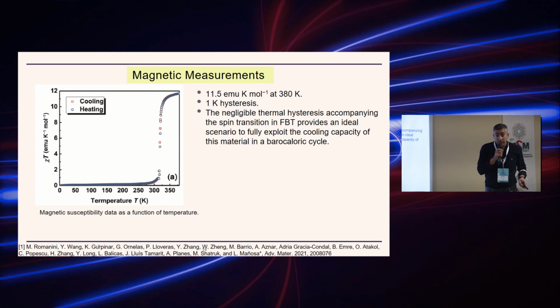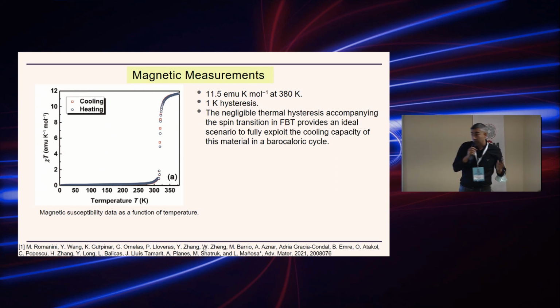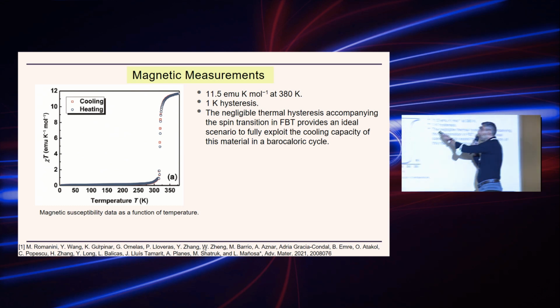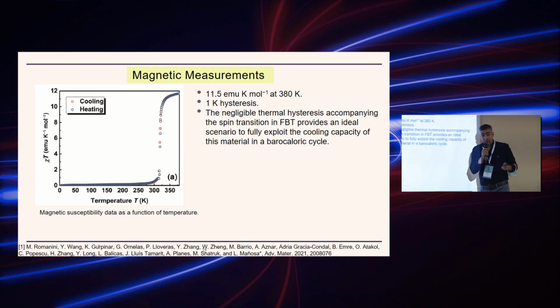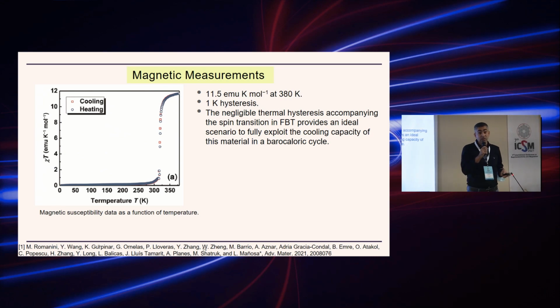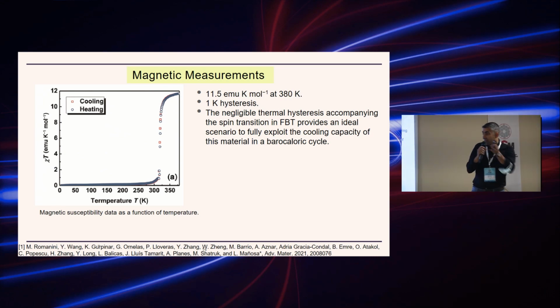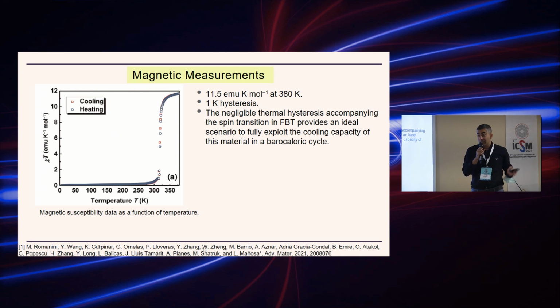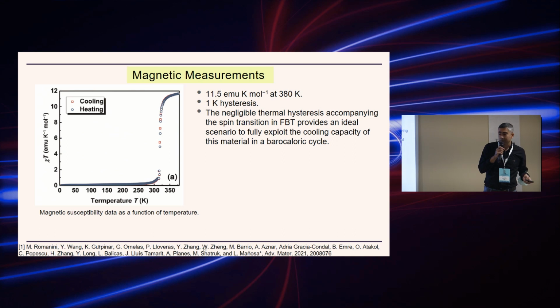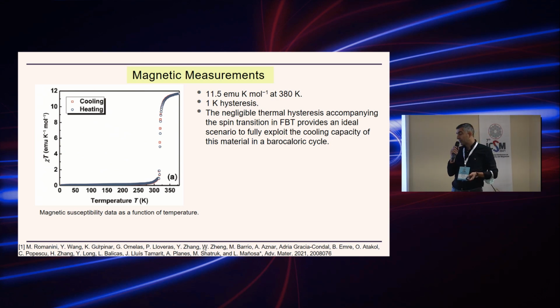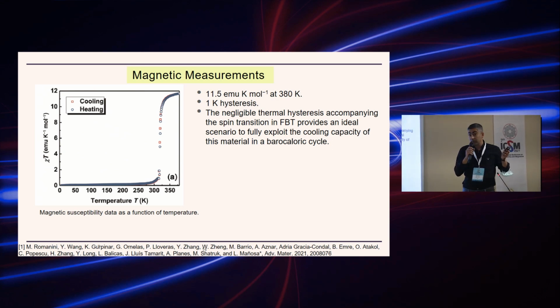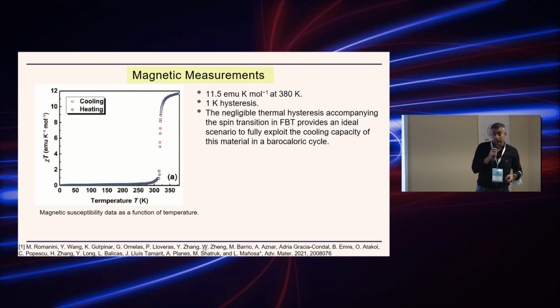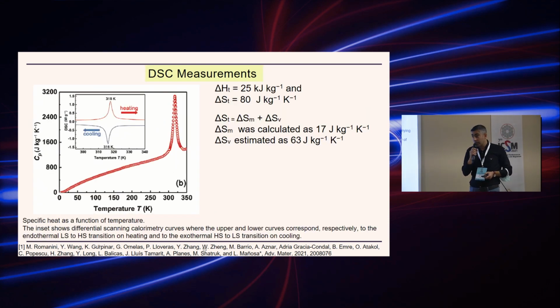We also made magnetic measurements. According to magnetic measurements, we have only 1 Kelvin hysteresis. And that is a very good point for us, because the hysteresis is very important. As Professor Mañosa said, the hysteresis is very important for the cyclability, for the reversibility. And with this very narrow hysteresis, we expected very good results for this material for the barocaloric effect.